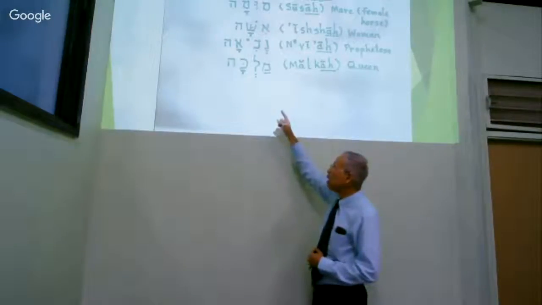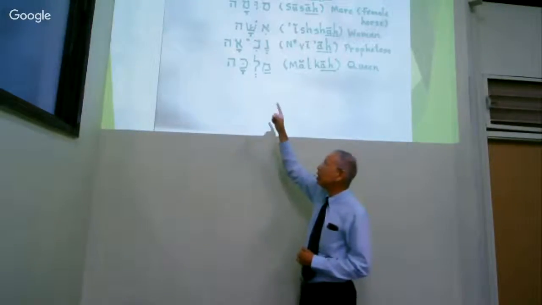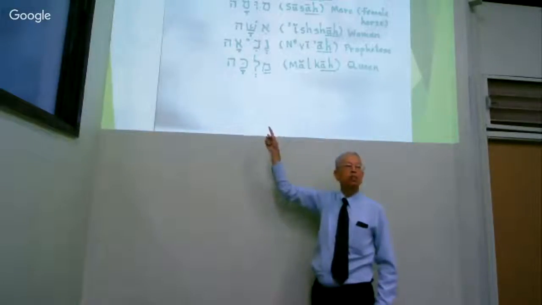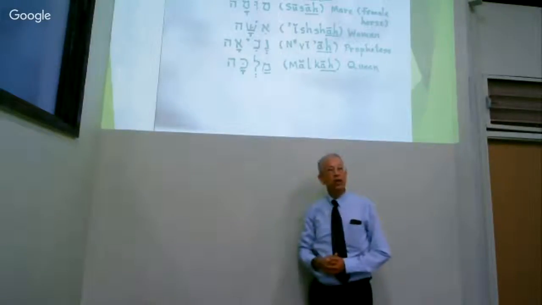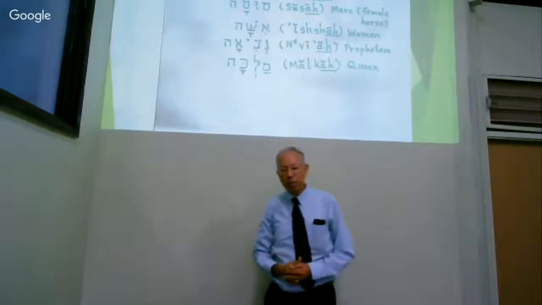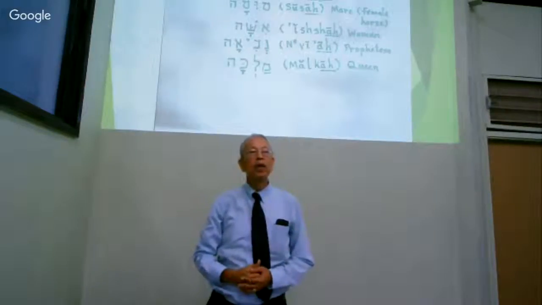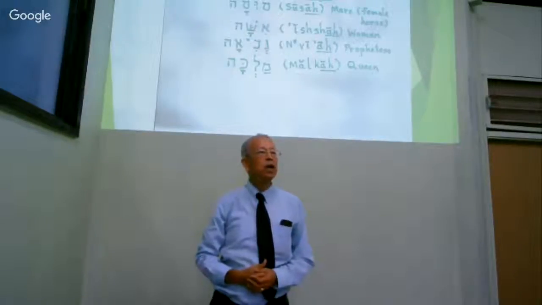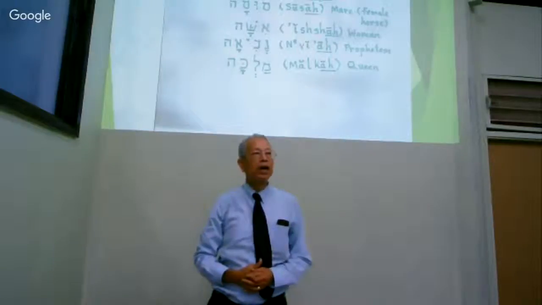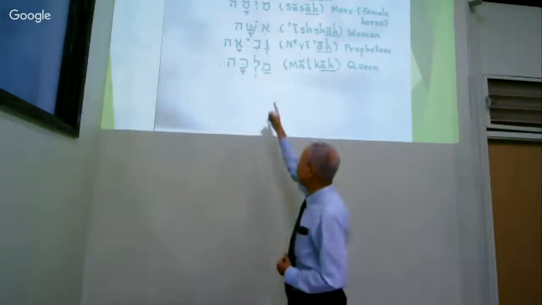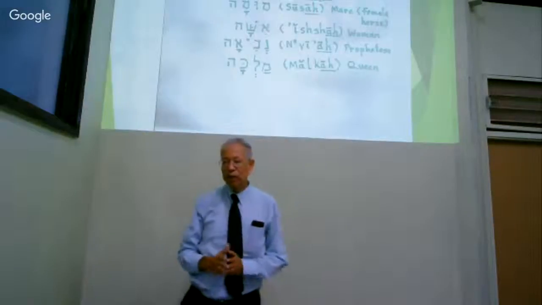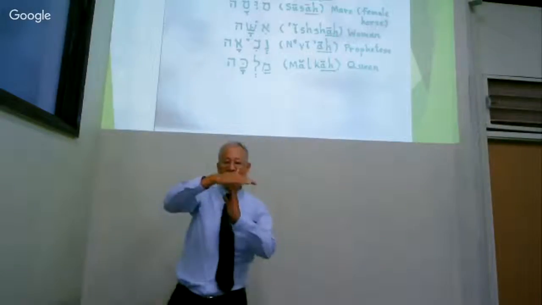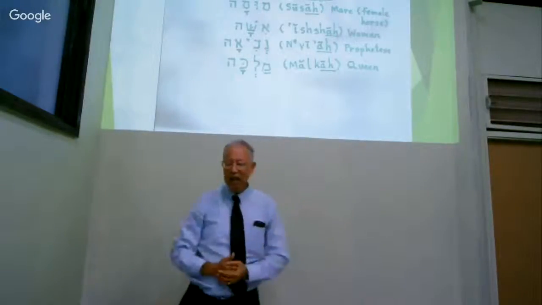So you have Malka, Malka, and that is queen. Melech now becomes Malka, and that is queen. So if any of you plan to become a king, make sure that you have a Malka along with you. So you can have Melech and Malka, a king and a queen. Okay. So the feminine singular noun is recognized by the accented Kamets A, He ending.